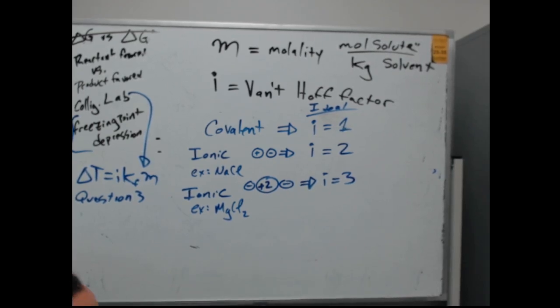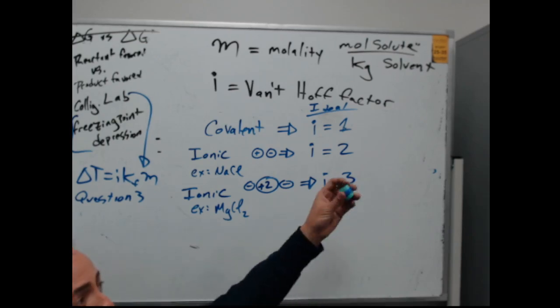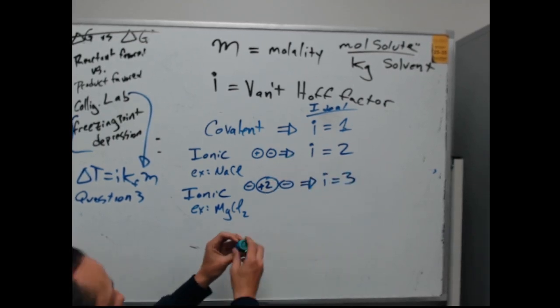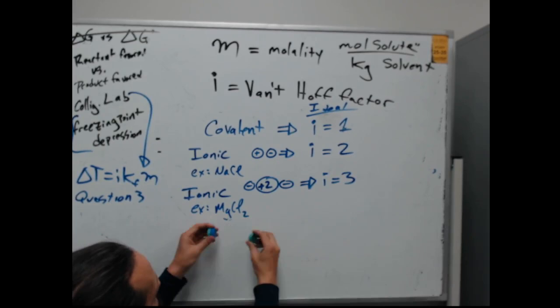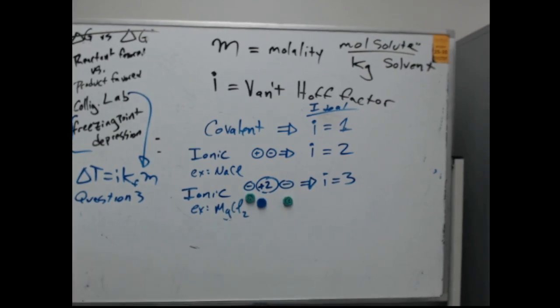I thought I was putting too many things. I thought I was putting 1 magnesium chloride into water. Right? Here's my magnesium chloride. The magnesium chloride is actually 3 different things going into the water.